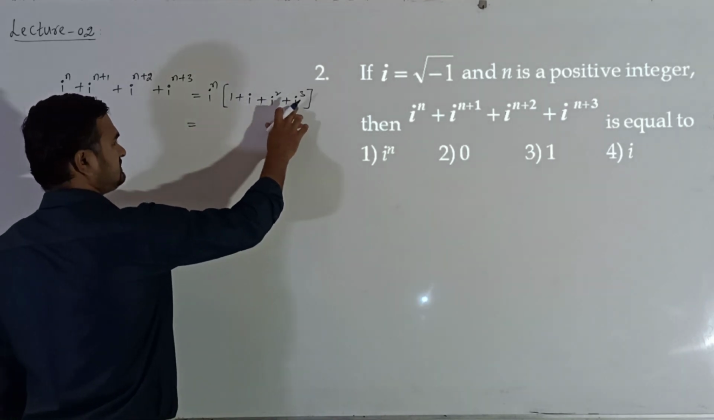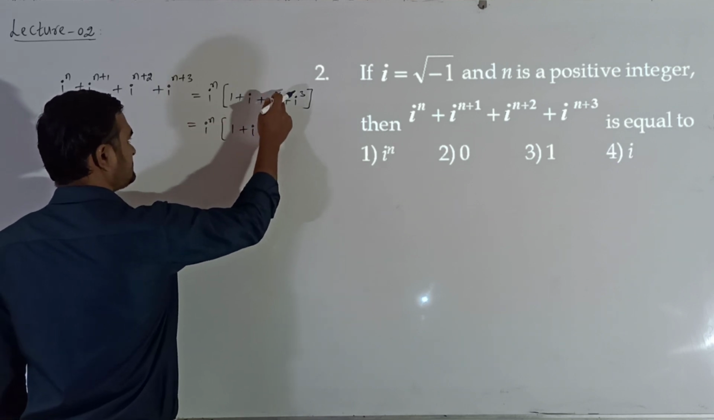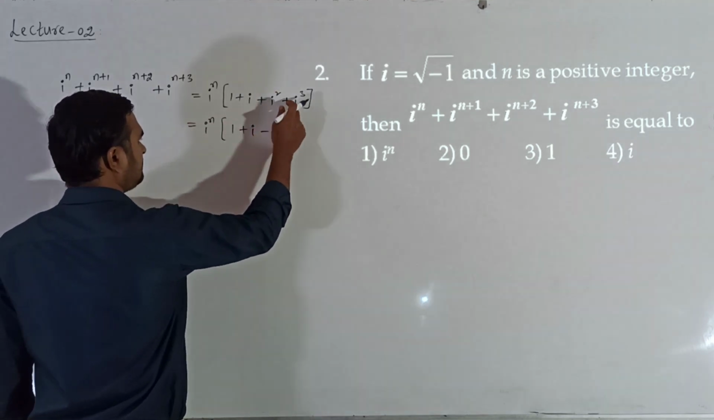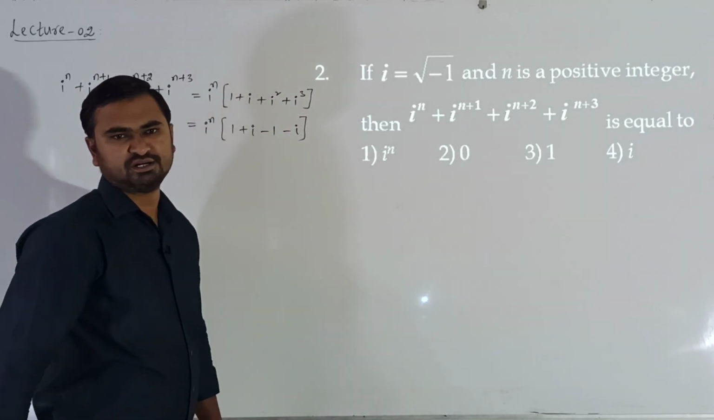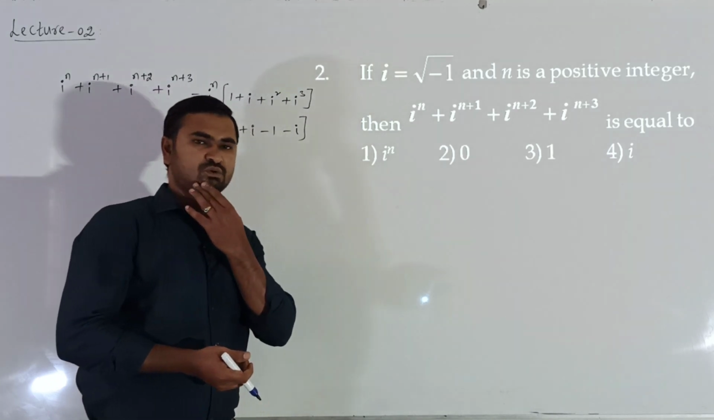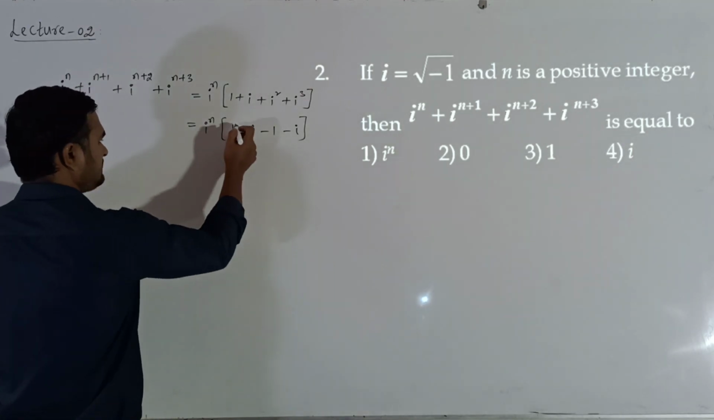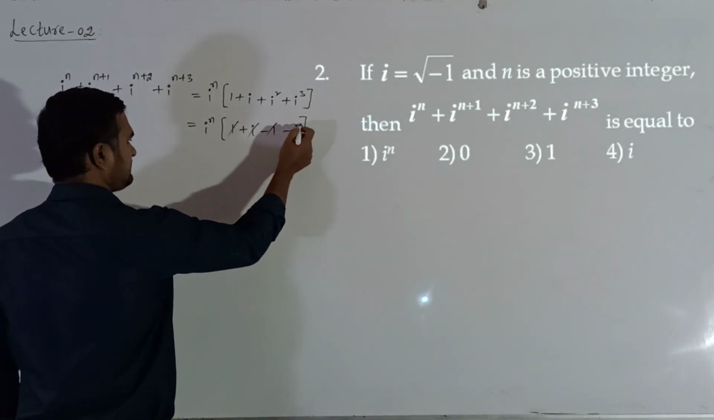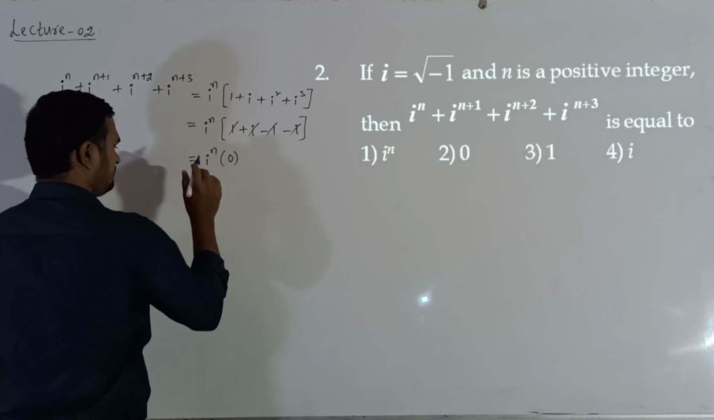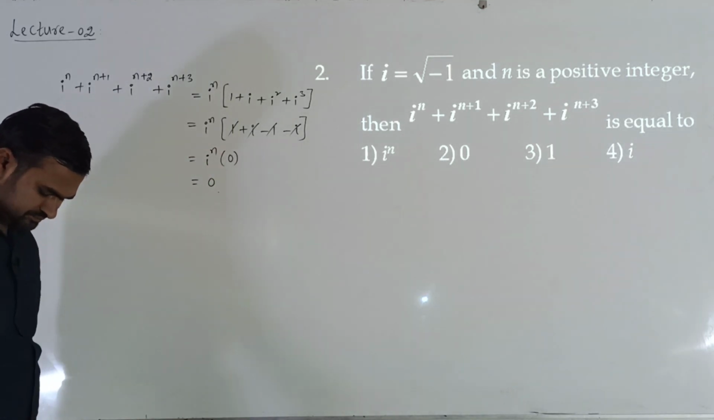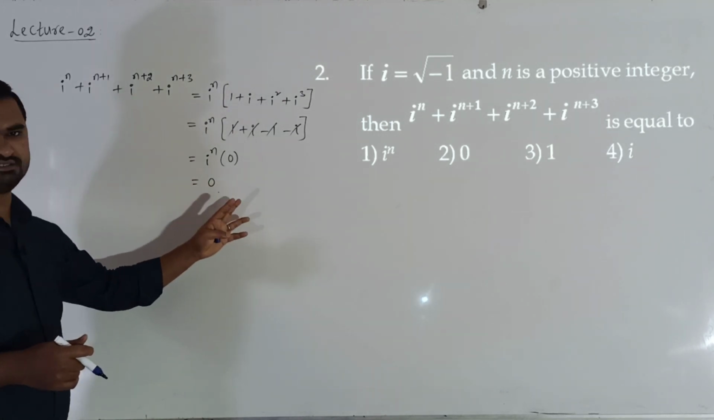Now we can find these values: i^n into (1 + i + i^2 + i^3). What is the i squared value? We know it is minus 1. I cubed is nothing but minus i, since i squared into i is minus 1 into i, which is minus i. So you can see plus 1 minus 1 cancel, plus i minus i cancel. Remaining is i^n into 0, the answer is always 0 only. Understand? So here the required answer will be 0.